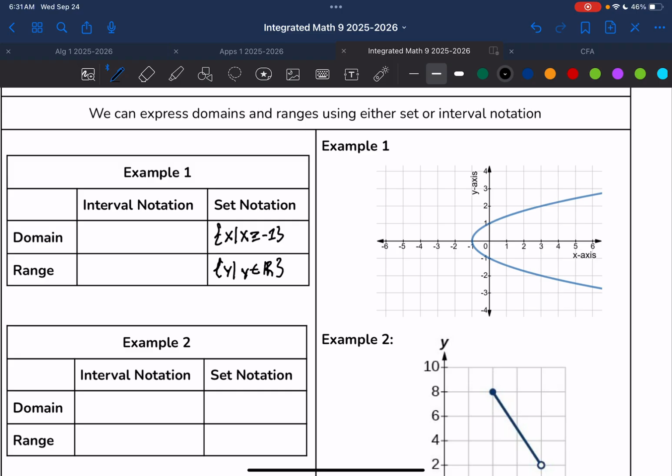We have the curly brackets there that tell you it's a set. For interval notation, we're going to write it as an interval. So we're going to think about what are all of the numbers.